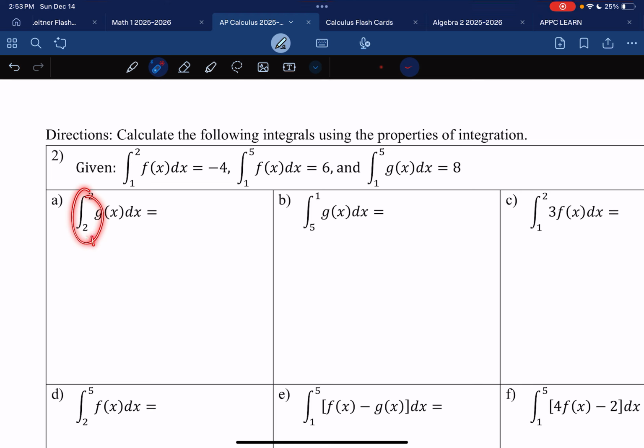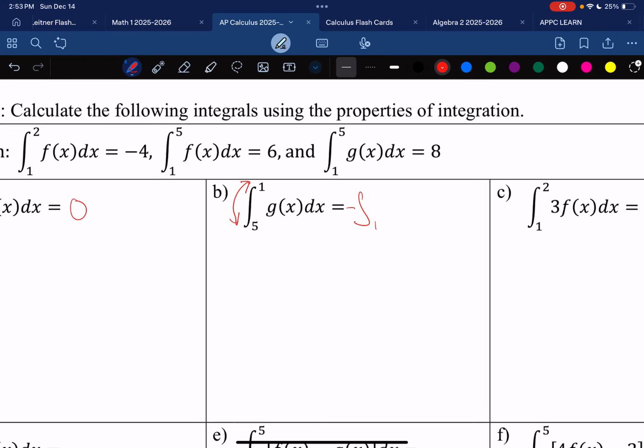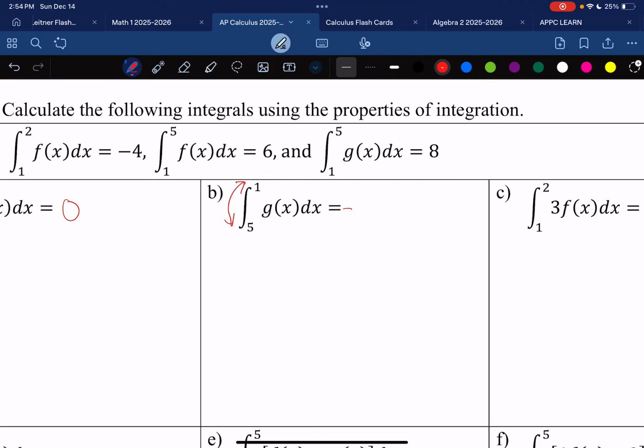First thing I'm seeing about A, same bound, therefore there's no area. You can say 0. This one, it's backwards, so I need to flip these around and say this is really negative the integral from 1. That was like a terrible integral though, wasn't it? Let's go ahead and make it a little bit better. Integral between 1 to 5 of g, and we already know between 1 and 5 of g is 8, so this is going to be negative 8. Negative 8. Done and done.